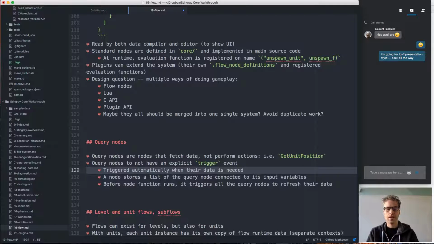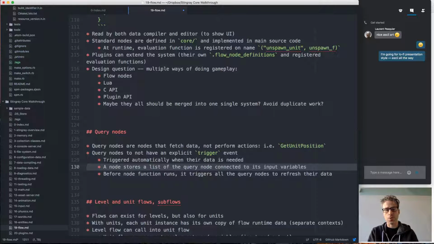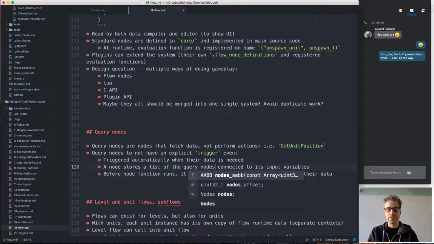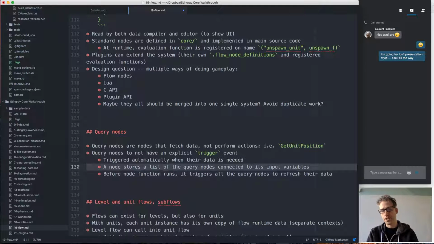So the way this is implemented, a node stores a list of all the query nodes that are connected to its input variables. So if we had a get unit position node connected to spawn unit, spawn unit would store a reference that it needed to run the get unit position node before running itself.